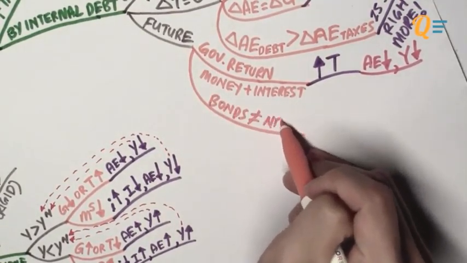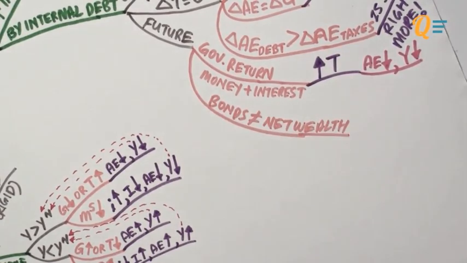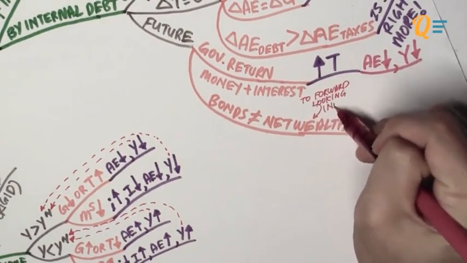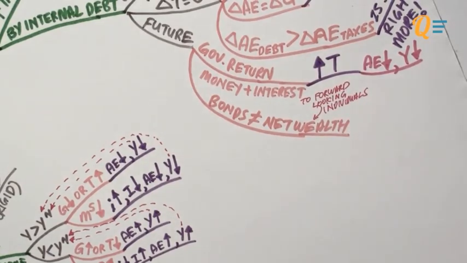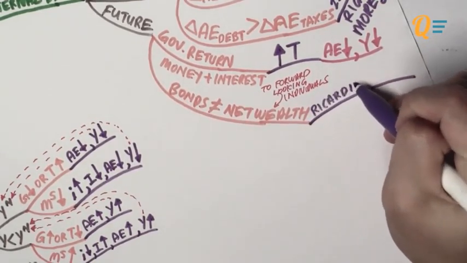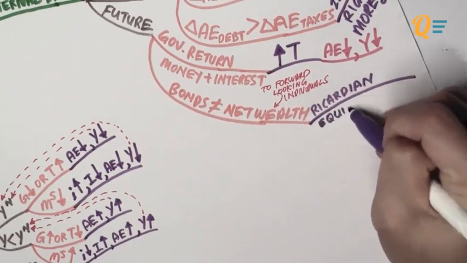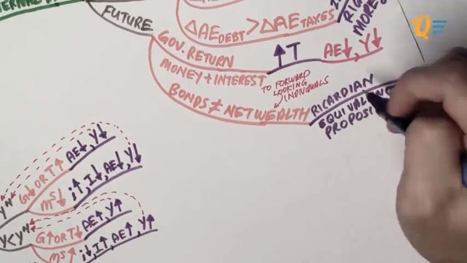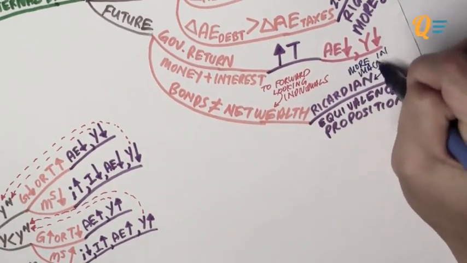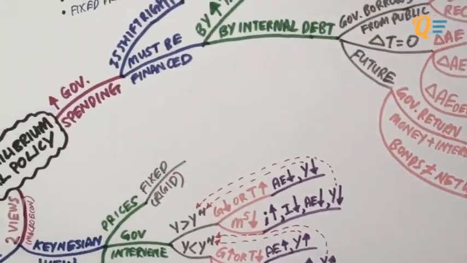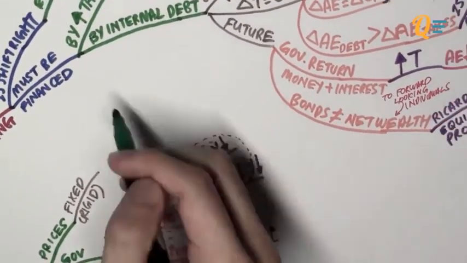So what we can conclude is that bonds do not serve as a means of wealth, especially to forward-looking individuals, because they know that in the future, the government will have to raise taxes or something else to get the money to pay them back. So that's going to reduce their wealth in the future. This phenomenon is known as the Ricardian equivalence proposition, something that you will encounter in the further unit of macroeconomics. So after you get good grades for your introduction to economics and you're interested in this kind of stuff, you can try taking the further unit of macroeconomics.